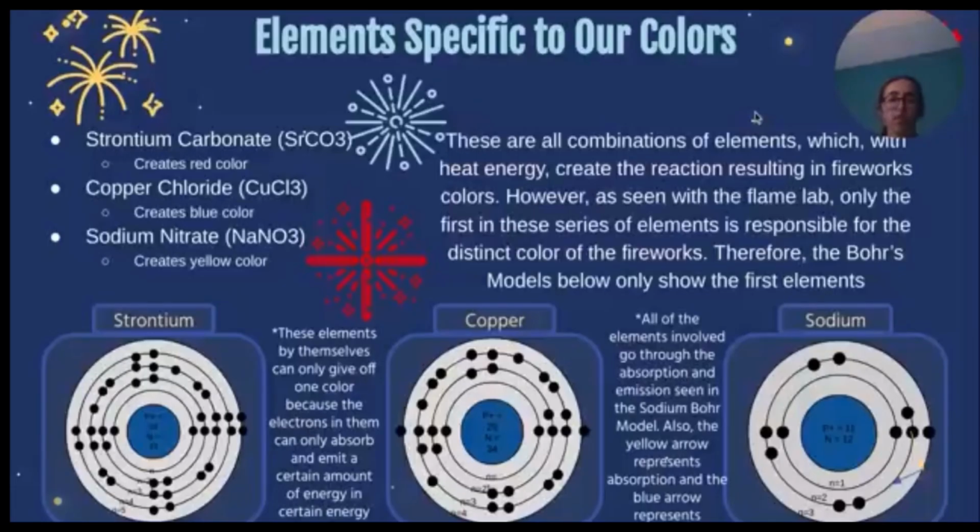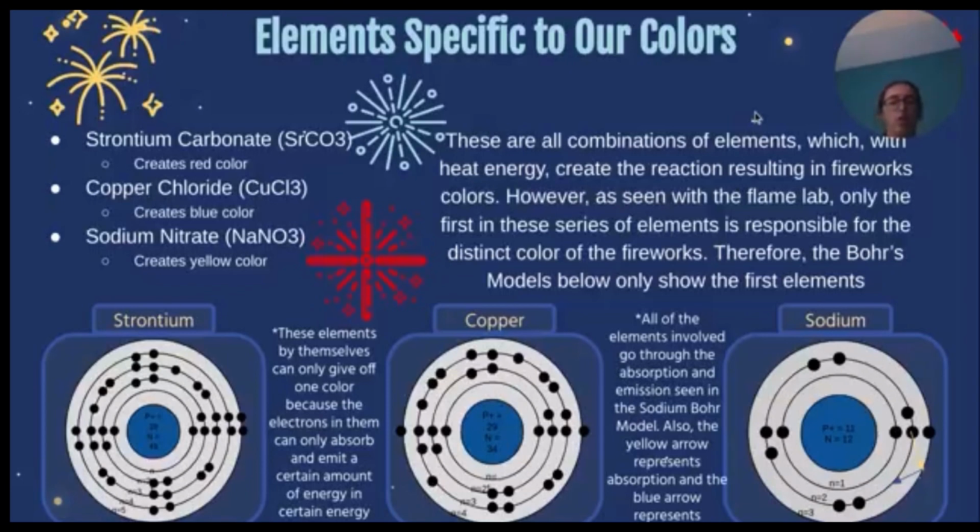So for our fireworks, we have three distinct colors. That's what differentiates our types. We have red fireworks, which is created by strontium carbonate. We have blue fireworks, which is created with copper chloride, and we have yellow fireworks, which is created with sodium nitrate. These are all combinations of elements; strontium carbonate, for example, is strontium, carbon, and oxygen.